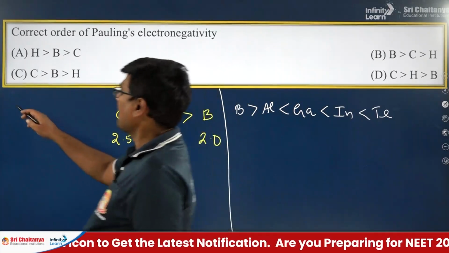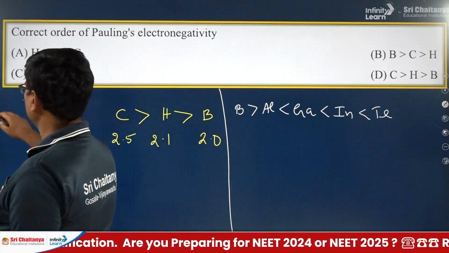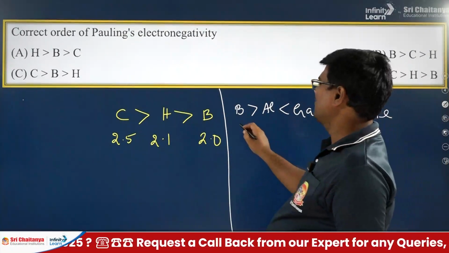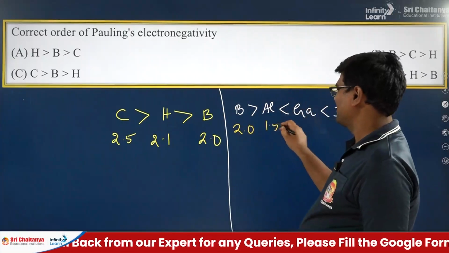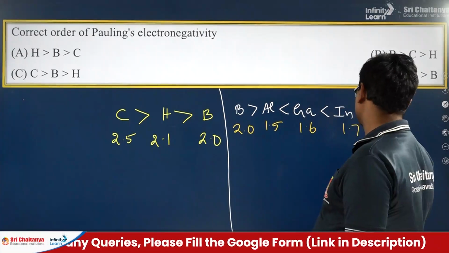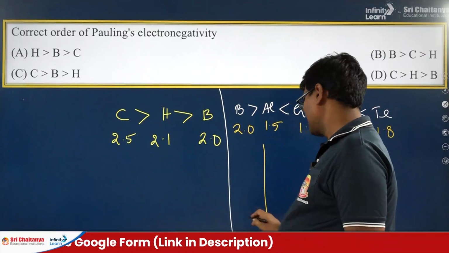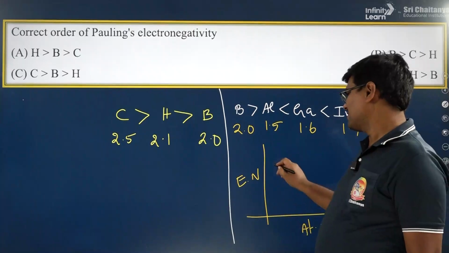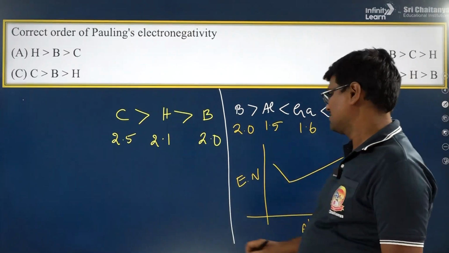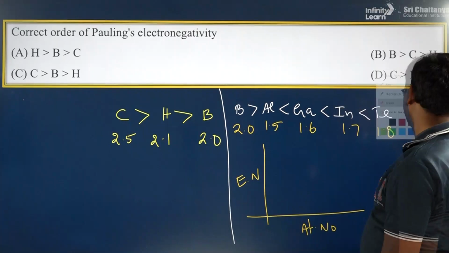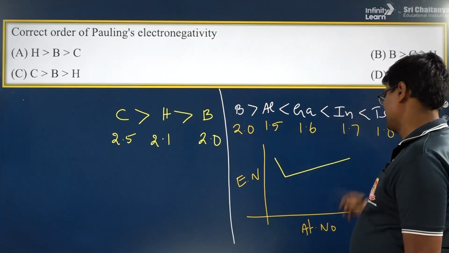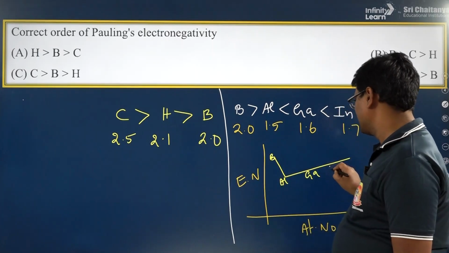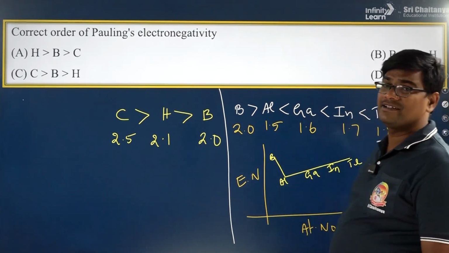If you see the values also, let's see the values here. Boron value is how much? The boron value is 2.0, aluminum value is 1.5, gallium 1.6, indium 1.7 and thallium 1.8. That means if you go for the plot of electronegativity versus atomic number, first it decreases and then it increases. So let me write it. This is boron, this is aluminum, this is gallium, this is indium and this is thallium. We are going to get it like this.